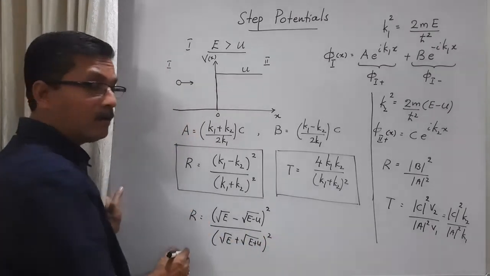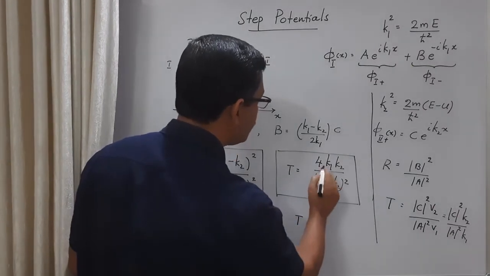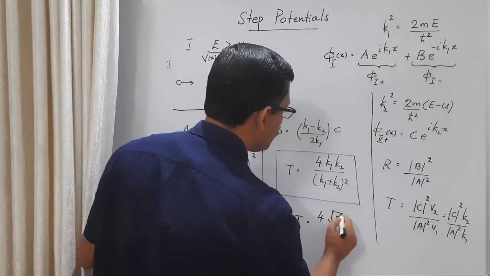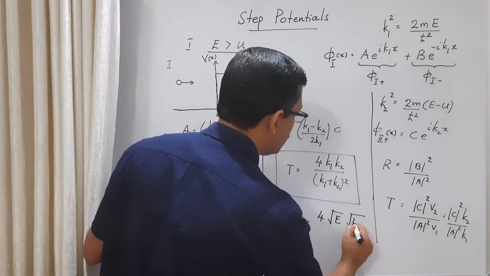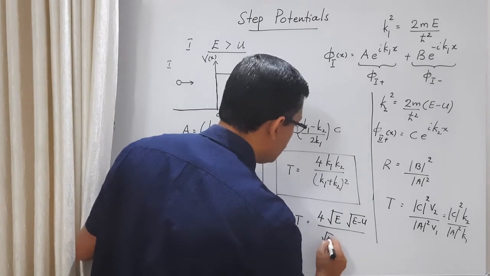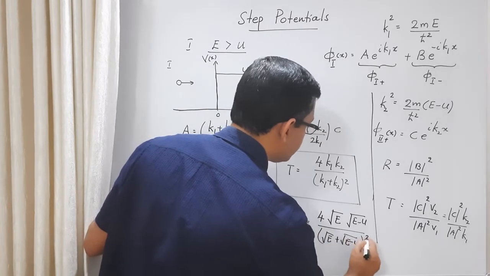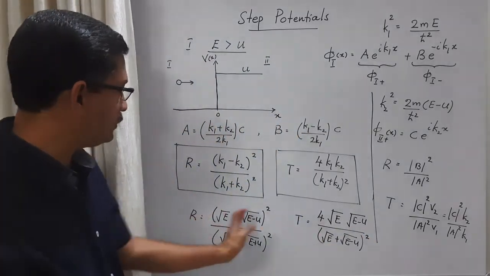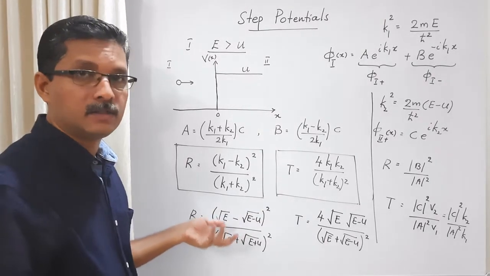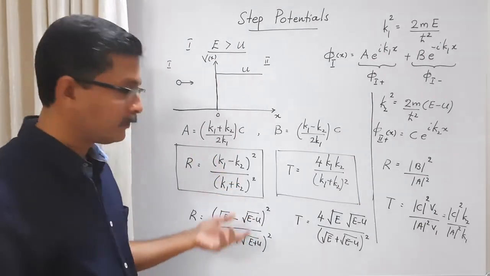This is the reflection probability. Similarly, the transmission probability will be 4 times, at the position of k1 you have root E, at the position of k2 you have root (E minus U), and the denominator will be root E plus root (E minus U) whole square. So these are the expressions of reflection probability and transmission probability in terms of energy. E is the total energy of the incident particles, and U is the height of the potential barrier.